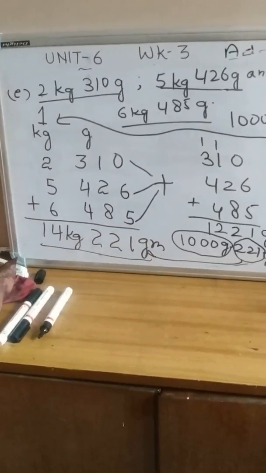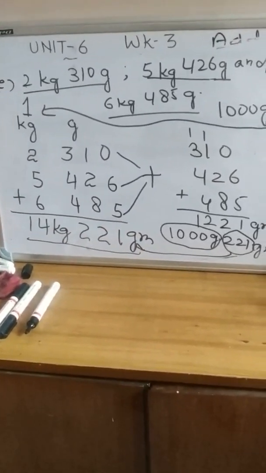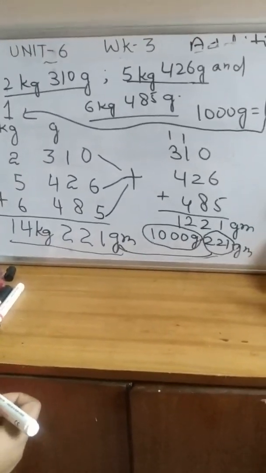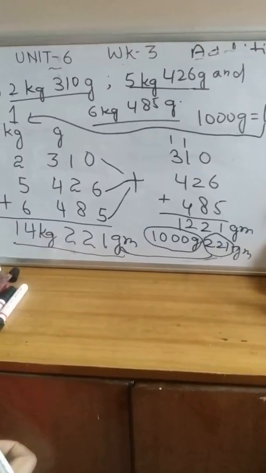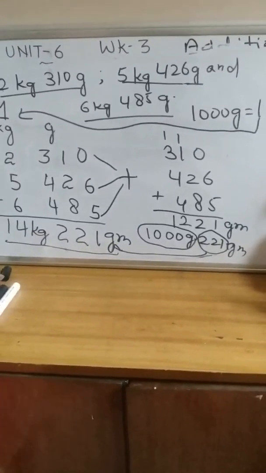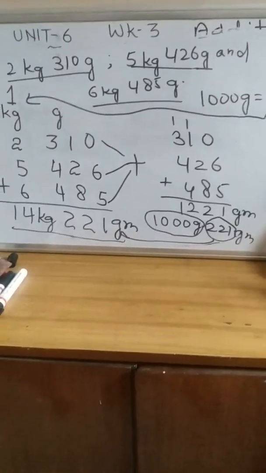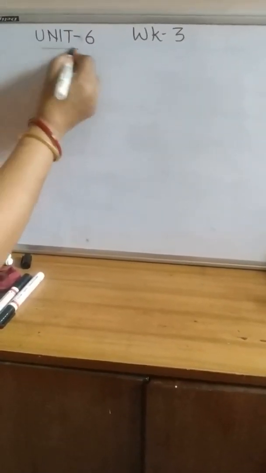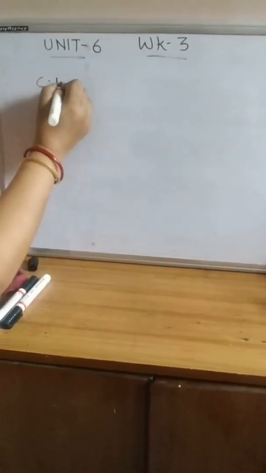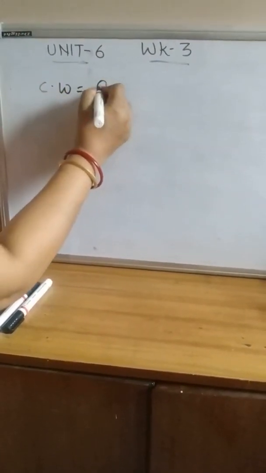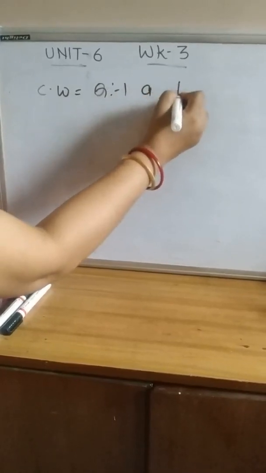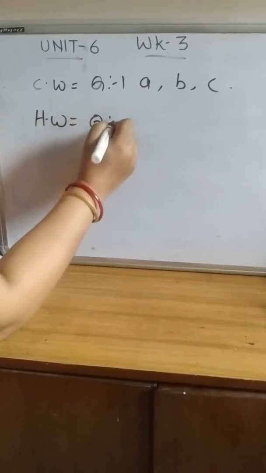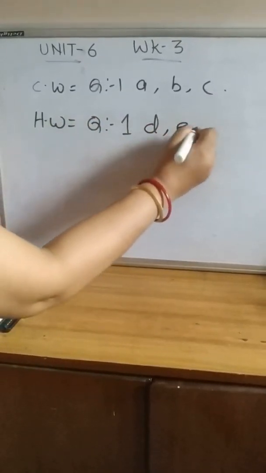So in this way, children, you have to do it. Your classwork is unit number 6, worksheet number 3. Classwork is, children, question number 1, A, B and C. And homework is question number 1, D, E and F.